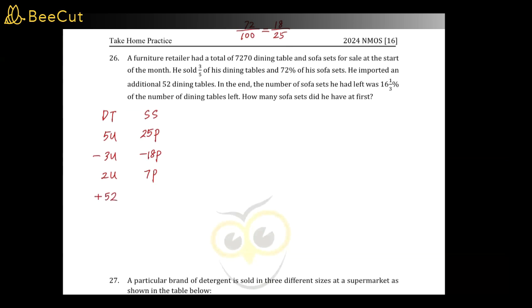So in the end, the number of sofa sets is 16 1/3% of the dining tables. Now let's do a conversion. 16 1/3%. Convert it into a mixed number. 16 1/3 equals 49/3. Percentage means divided by 100. So this equals 49/300.